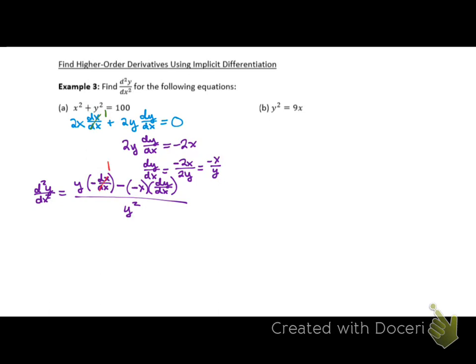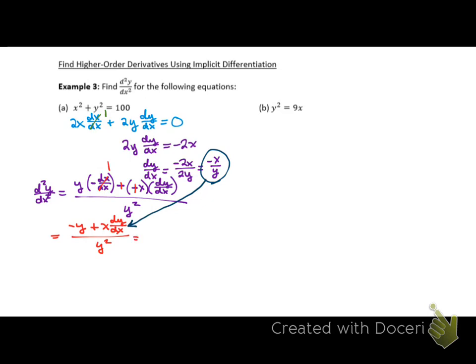Okay, we know that dx/dx is 1. The negatives become positive. So we end up with negative y plus x dy/dx over y squared. Now it looks like, hey, you'd be done, right? Wrong. We're wrong because dy/dx cannot be a part of our answer. That doesn't make any sense. And the reason it doesn't make any sense is because we know what dy/dx is. dy/dx is negative x over y. So we're actually going to take this and plug it in right there.